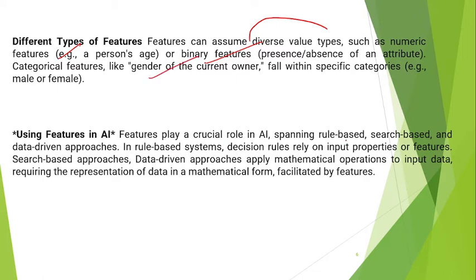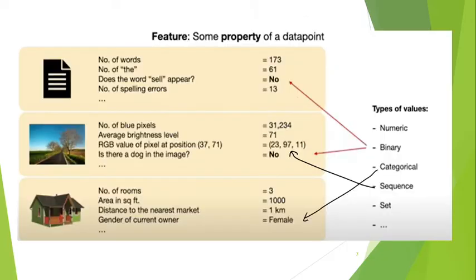The roles of features which we are going to see are the rule based, search based, and data driven approaches. I'm going to tell you all those things. In a rule based decision, rules are applied on the input properties. In search based, we apply some rules, and then we go for a mathematical approach. And then there is something called data driven, yes or no methods, which are represented here.